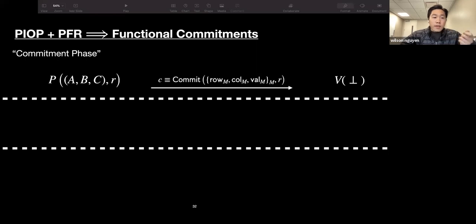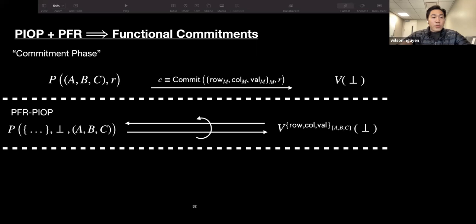So the commitment phase consists of the prover committing to matrices A, B, and C, which are restricted to strictly lower triangular and diagonal matrices. They encode these matrices as polynomials, row, column, value, and then use a polynomial commitment scheme to commit to these polynomials. And then they send this commitment to the verifier.